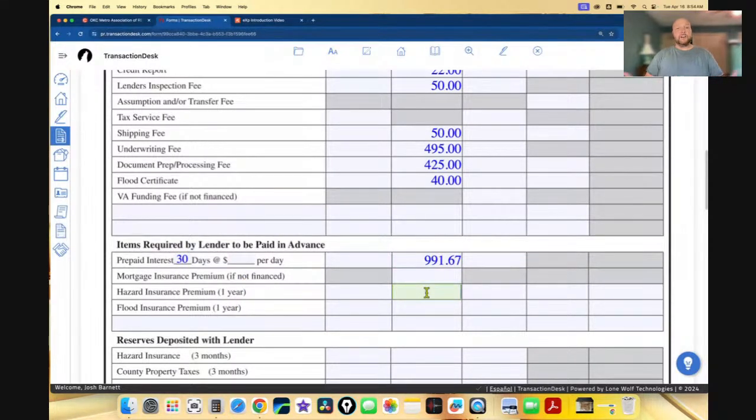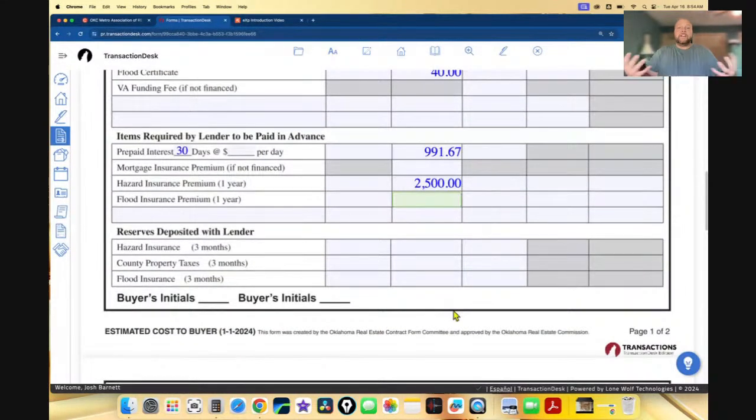Hazard insurance on a $170,000 house, guys, I'm going to say around $2,500. And then it's not in a flood zone. More than likely, it's not going to be a flood zone. Always check the flood zone certificate and tell them to ask their lender to pull that flood cert immediately if the property is near a creek or a pond or anything like that. Protect your buyer. Don't get into inspections. Don't get into the appraisal if you think the home's going to be in a flood zone.